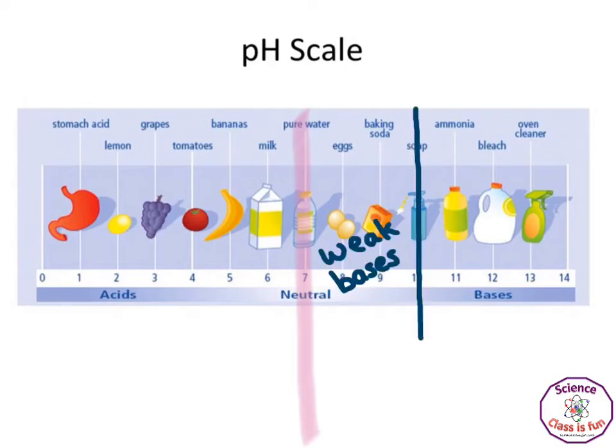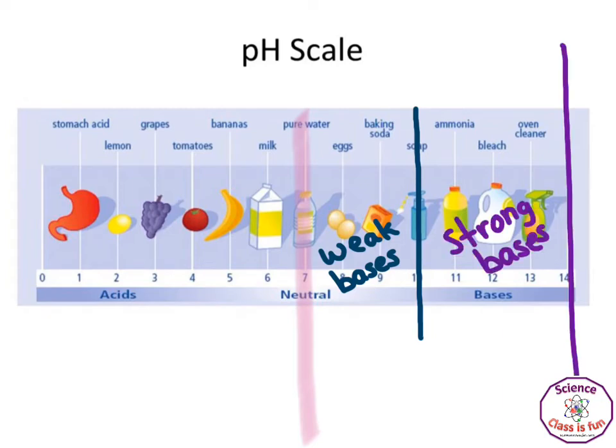Alright. If we go to the right of neutral, we get into weak bases. Weak bases have low numbers of OH ions in the solution. So our weak bases include eggs and baking soda. Things that you've probably had in your diet at some point in time this week.